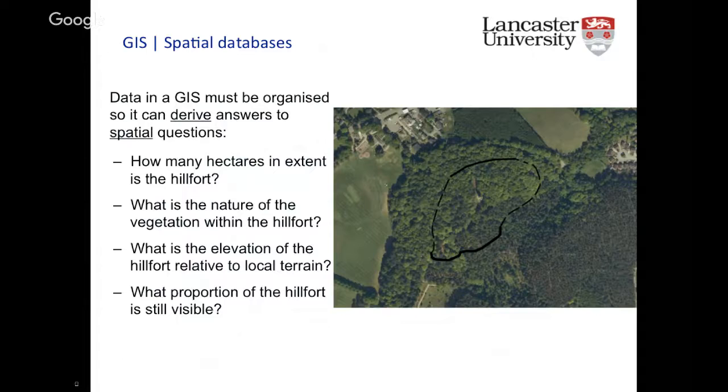Or we can compare it here with Google Maps and detect, or at least visually detect, the nature of the vegetation within the hill fort. And perhaps if we had some other kind of data in there which recorded or classified the nature of the vegetation, then we could automatically derive that. If we have a digital elevation model, we can see not only the elevation of the hill fort itself, but perhaps we could calculate its elevation relative to the average elevation of terrain that was nearby. And we can look at this, which is composed of different lines. We might be able to identify within the earthwork what proportion of that earthwork is still visible versus the proportion which has been destroyed.